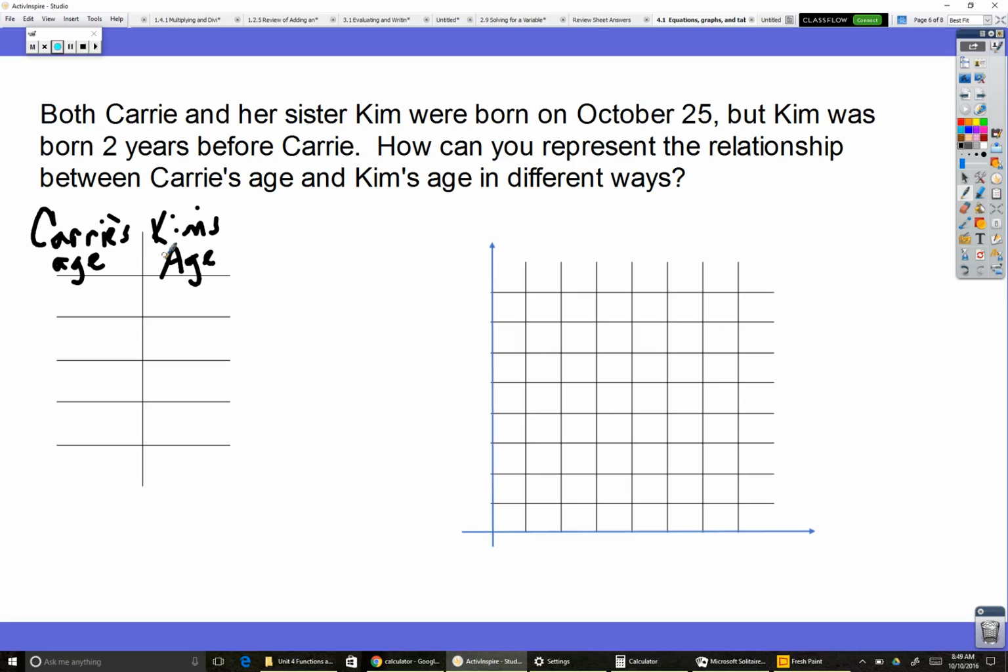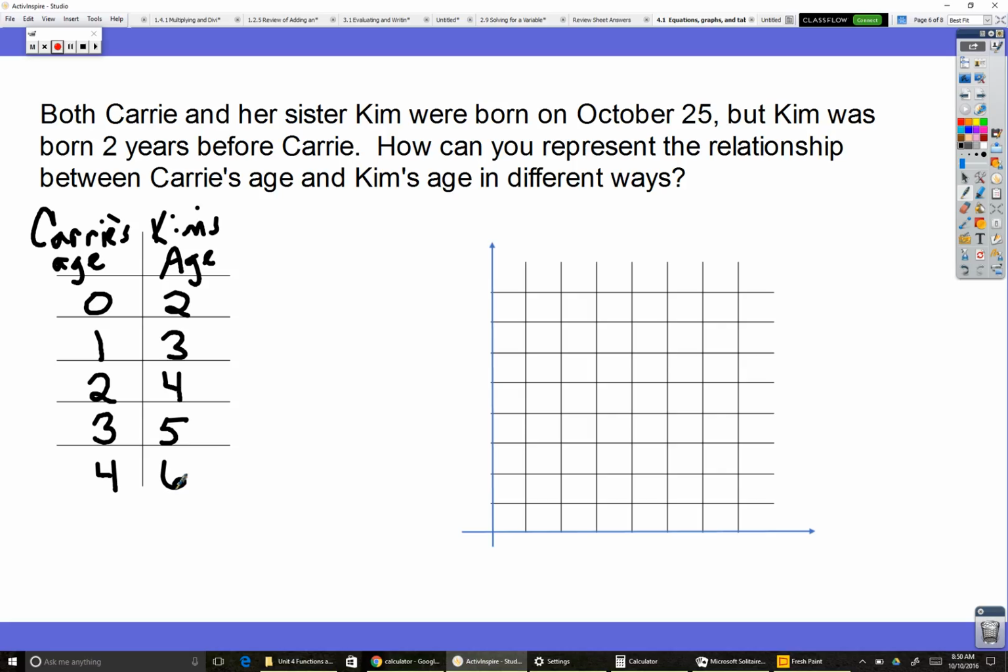Okay, it says that Kim was born 2 years before Carrie. So when Carrie was born, how old was Kim? Zane? 2. So Carrie is 0 when Kim is 2. And that's why I used Carrie as the independent variable, because Carrie didn't exist when Kim was born, so we're going to use Carrie as the independent. Okay, when Carrie was 1, Kim then would be 2 years older, so she would be 3. When Carrie is 2, Kim would be 4. When Carrie was 3, Kim would be 5. When Carrie is 4, Kim would be 6.